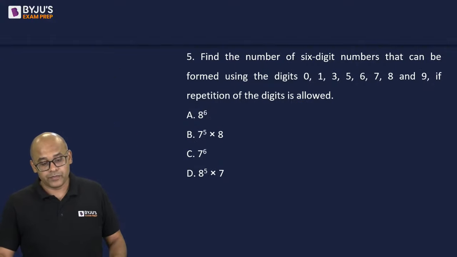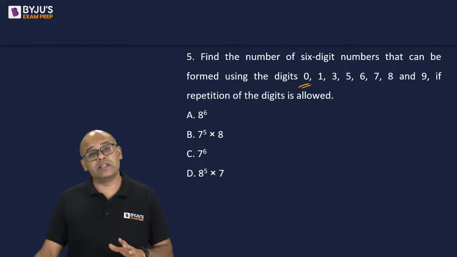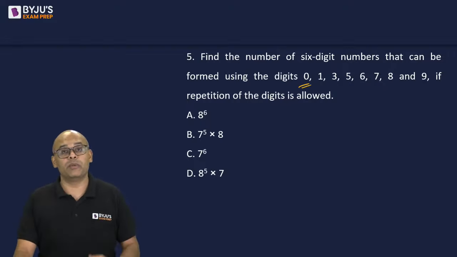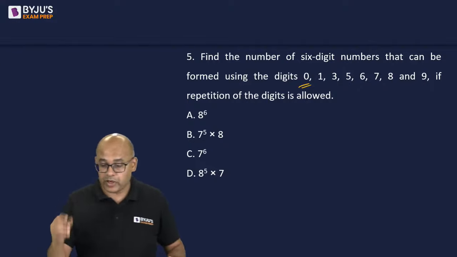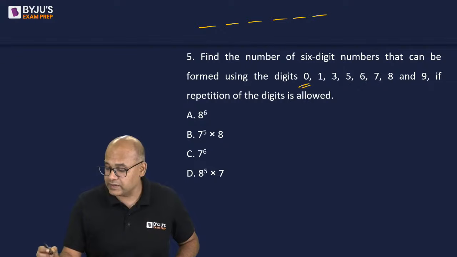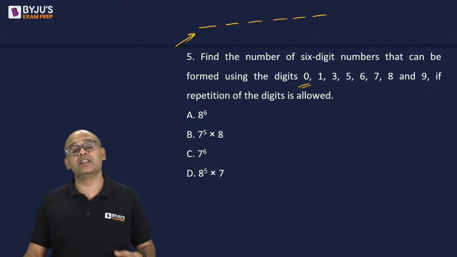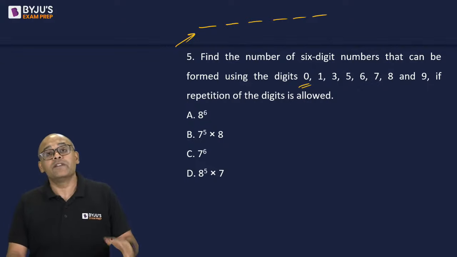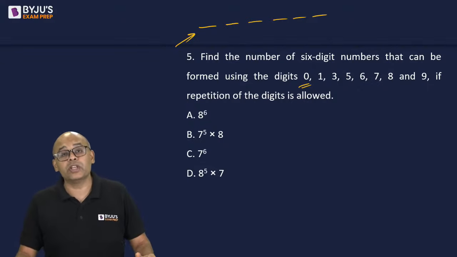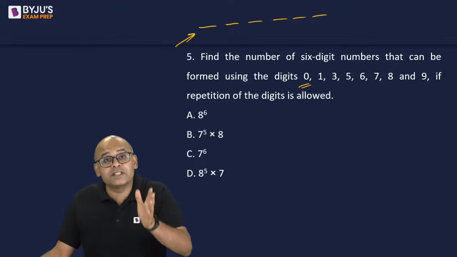Let's move on. Similar question now with a 0. Now whenever there is a 0 and you're forming digits, there is a problem. Why is there a problem? Because when I'm talking about a 6-digit number, 1, 2, 3, 4, 5, 6, if I say I want to fill the first digit, there is a problem. What is the problem? The first digit cannot be a 0, because if I say it's a 6-digit number, the basic logic is the first digit is not a 0.